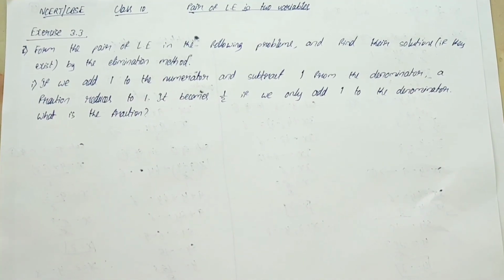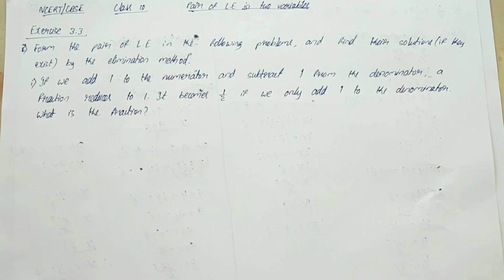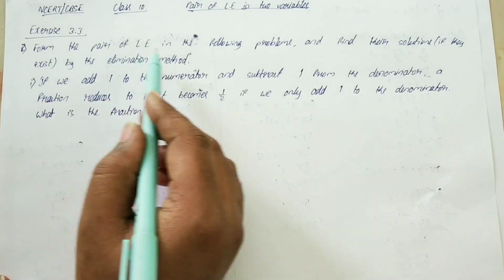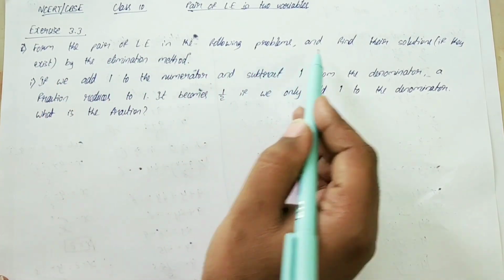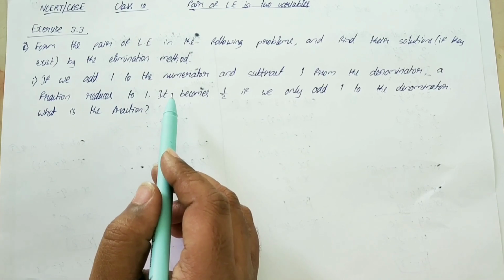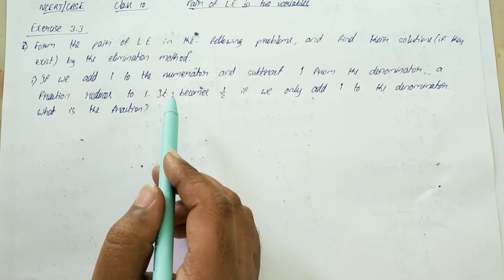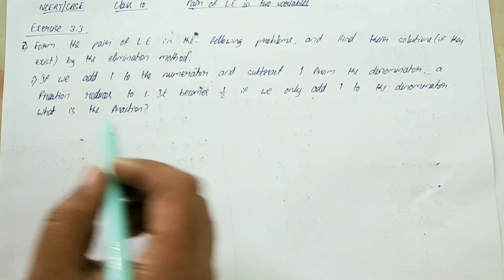Today we are going to solve question number 2, first sub-question, of exercise 3.3 of the chapter Pair of Linear Equations in Two Variables. The question is: form the pair of linear equations in the following problems and find their solutions by the elimination method. So we have to write the linear equations and solve them by the elimination method, right? So what is the question?